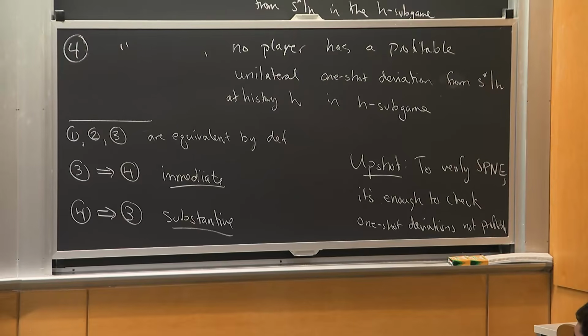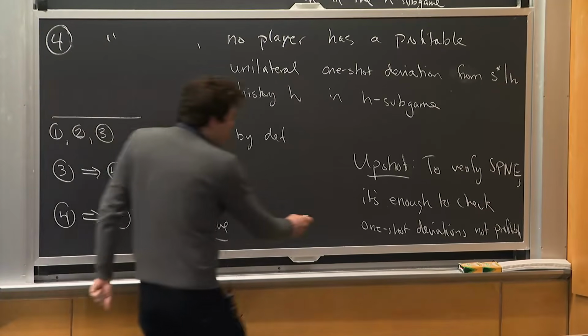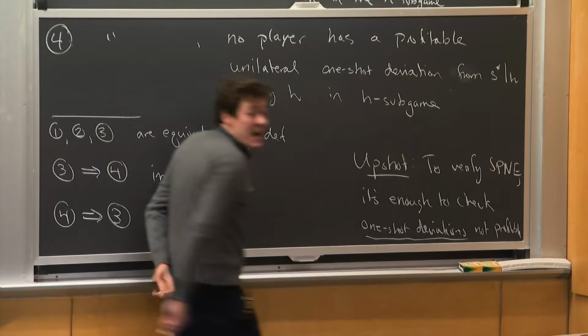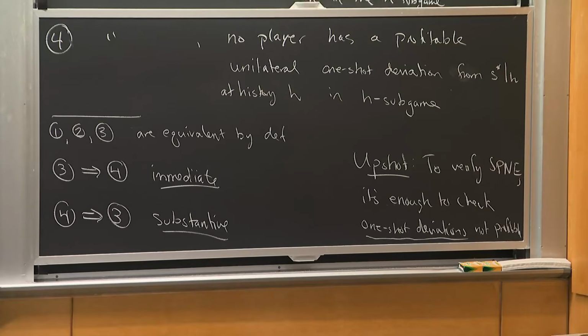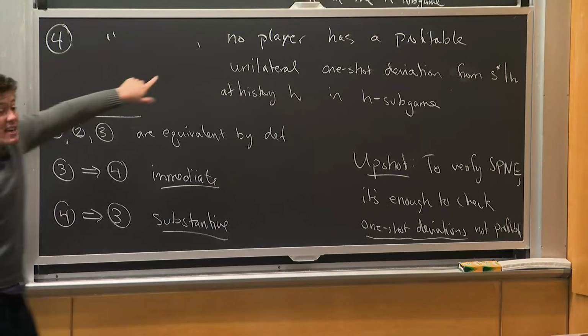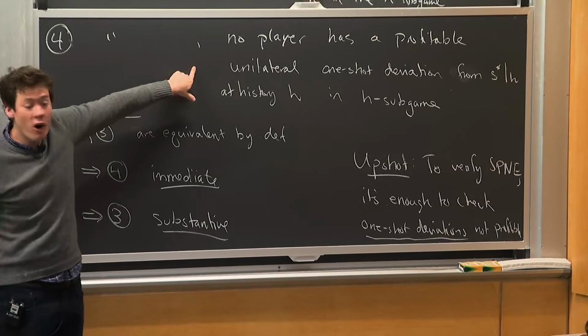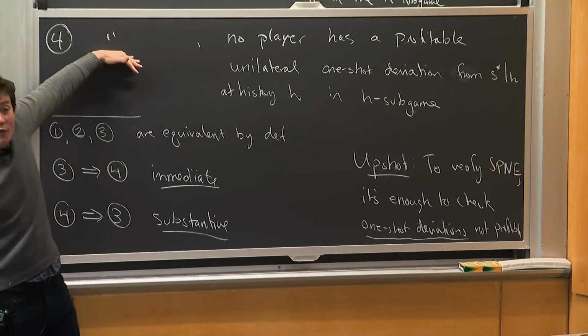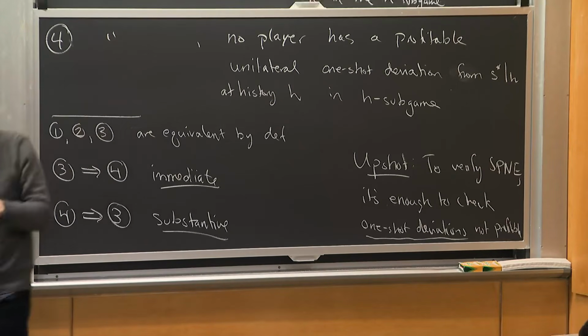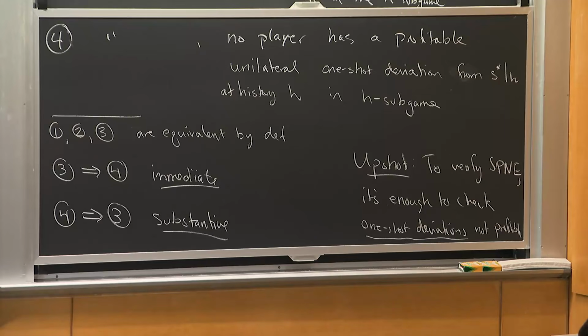Now that sounds nice. We only have to check the one-shot deviations, but this is actually still quite complicated because we have to check the one-shot deviations still in every subgame. So checking one-shot deviations may not be so hard, but notice we still have the quantifier for every history. So yes, we only have to check one-shot deviations, but we have to check them at every single history of the game. And in general, doing this may be kind of complicated.